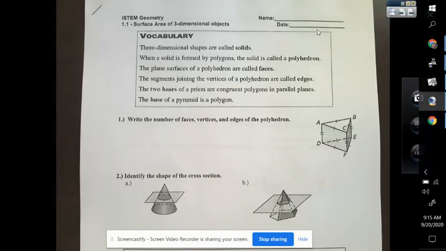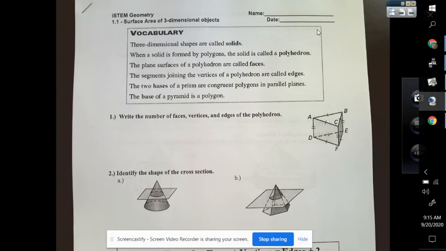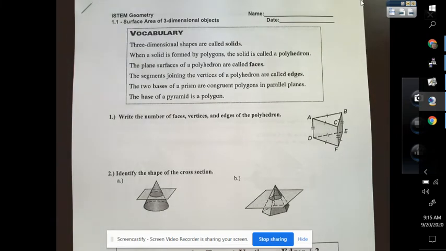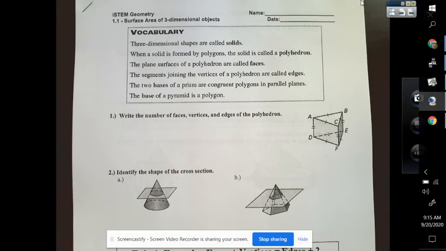We're going to be taking a look at our first section of our three-dimensional objects, and we're going to be discussing surface area. So some quick vocab to start off with. We have three-dimensional shapes. We call these solids, okay? That means they have a third dimension, like length, width, and a height.